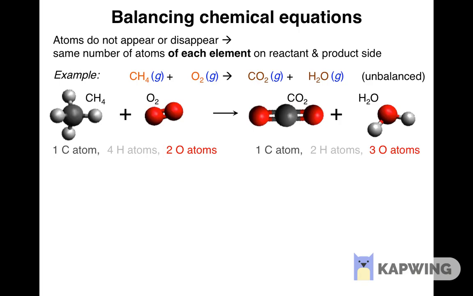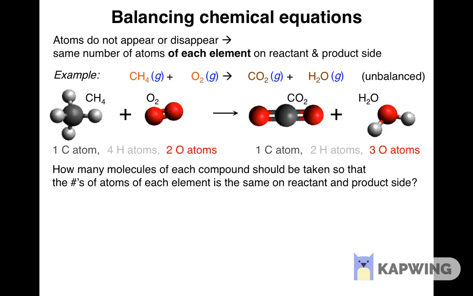We can see that the number of carbon atoms, 1, is the same on the reactant side and the product side of the chemical equation. But the numbers of oxygen atoms and hydrogen atoms are different. There are 4 hydrogen atoms on the reactant side and 2 on the product side. And there are 2 oxygen atoms on the reactant side and 3 on the product side. We can ensure that the total number of atoms of each element becomes the same on the reactant and the product side of the chemical equation by adjusting the numbers of molecules of the reactants and products.